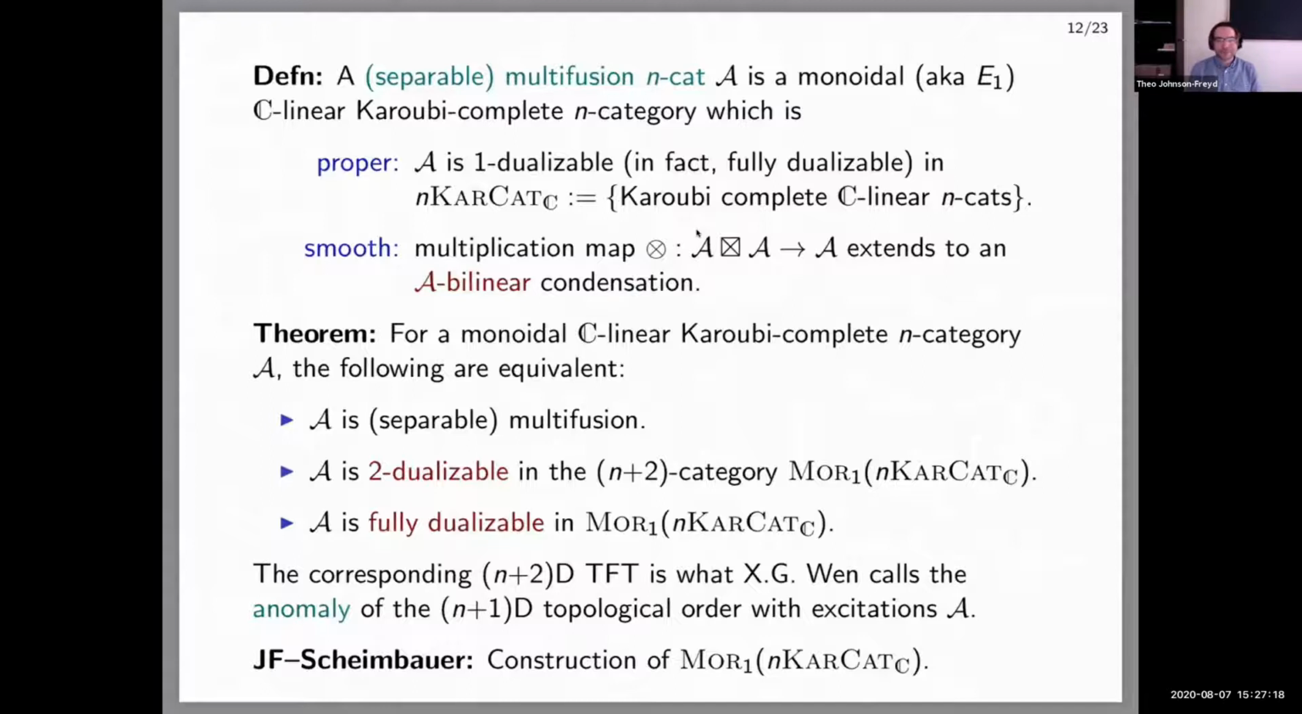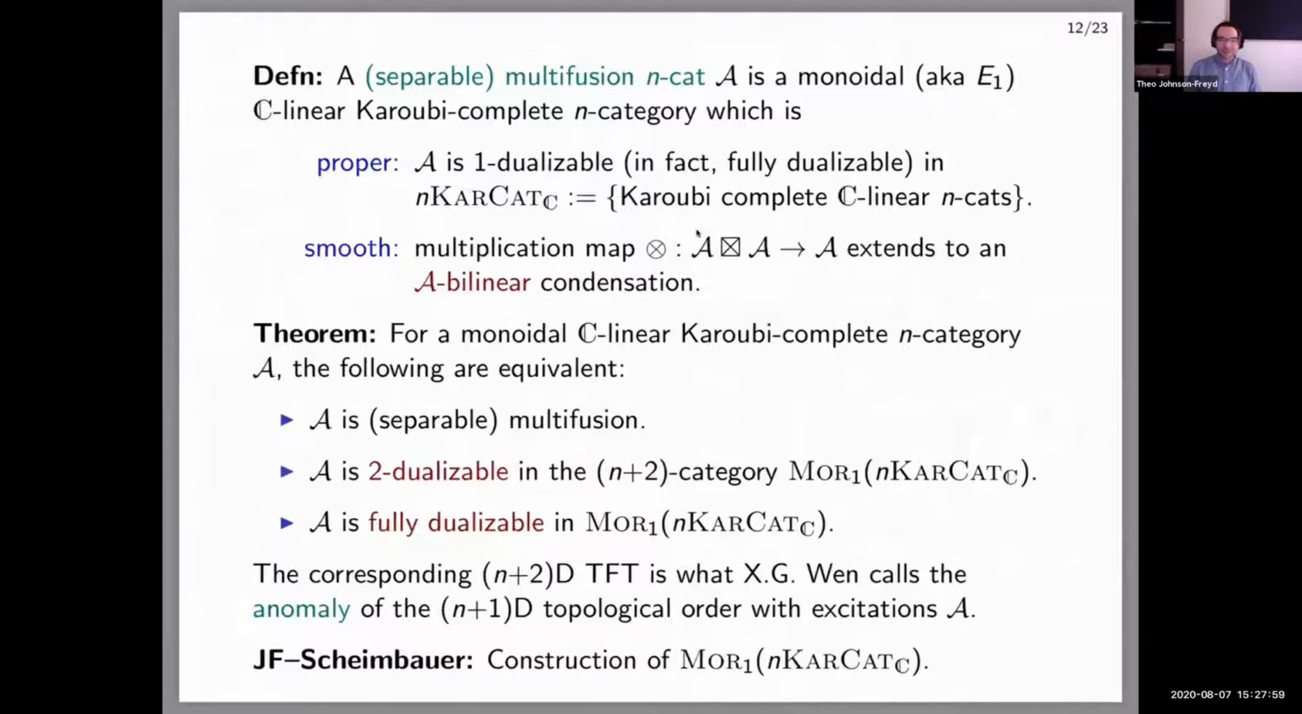Is that uniqueness. So anyway, then our theorem, something that I'm sure that many of you probably have heard sometime, at least if many of you are Claudia, is that an associative algebra is fully dualizable if and only if it's smooth and proper. And my theorem is that in this world of Karoubi complete n categories, the same is true. That a monoidal C-linear Karoubi complete n category is two dualizable if and only if it's smooth and proper. And it's also fully dualizable if and only if it's smooth and proper, namely it's n+2 dualizable.